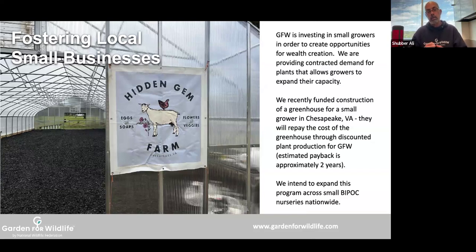And then we essentially get reimbursed for the greenhouse through a slight discount on the plants for the first 2 years until the greenhouse is paid off. And then they own the greenhouse and they continue to grow for us for years to come. But we're helping to foster small businesses this way. And we are working on expanding the reach of that across more states. So again, if you happen to know native plant growers or people who want to be native plant growers who might have a nursery or something like that, please let me know, because we're always looking for more partners.